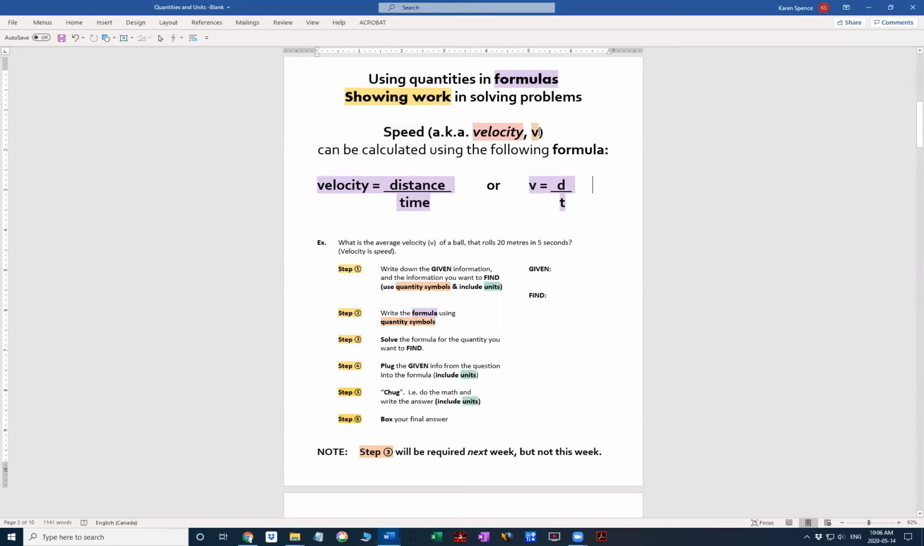And the symbol for velocity is V. So you'll notice that the V is in orange because that is the symbol, and velocity is in pink because that is the quantity that we are measuring. We can write the formula.